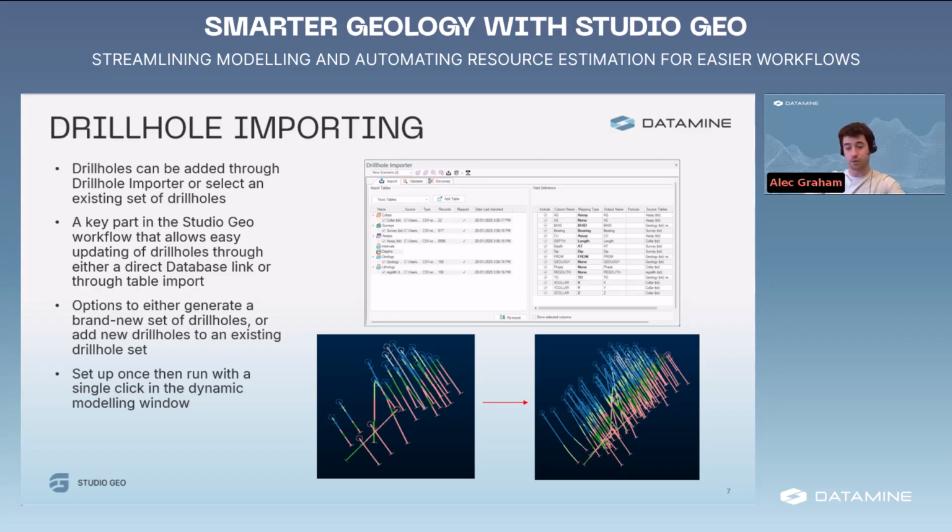However, if you do decide to use the drill hole importer as part of the workflow, it allows for extremely easy updating of the drill holes. You can do this either through a direct database link or through a table import. One important option that we have when using the drill hole importer is we can either generate a brand new set of drill holes every single time, or we can just add new drill holes to an existing set. Being able to do that can be really useful because if we've made any changes or we've manipulated our pre-existing drill holes at all, those changes will be saved and we can just append any new drilling on top of those, which will make our 3D modeling a little bit easier going forward. And once this has all been set up, it's just a single click to run it again and import more drill holes going forward.